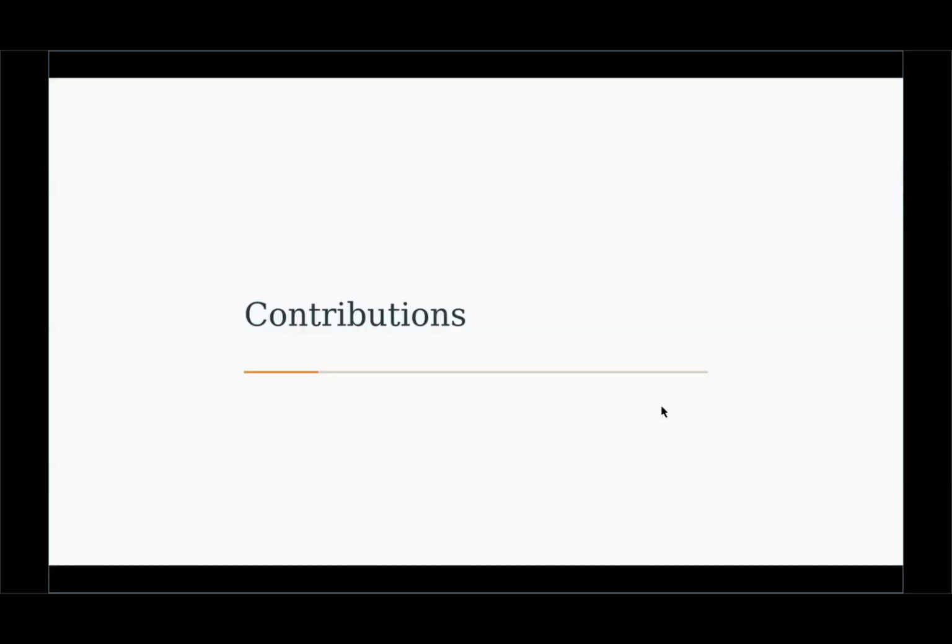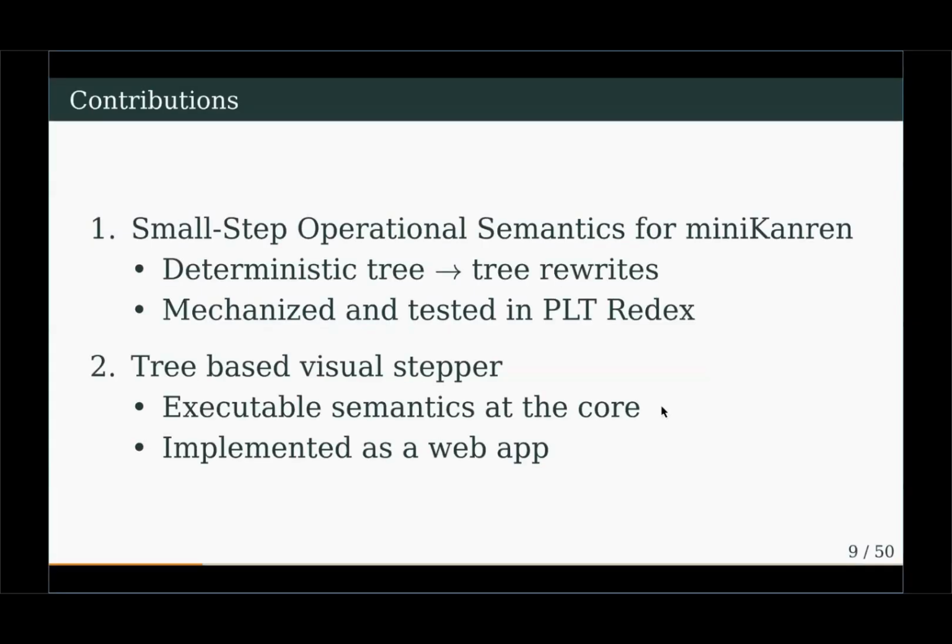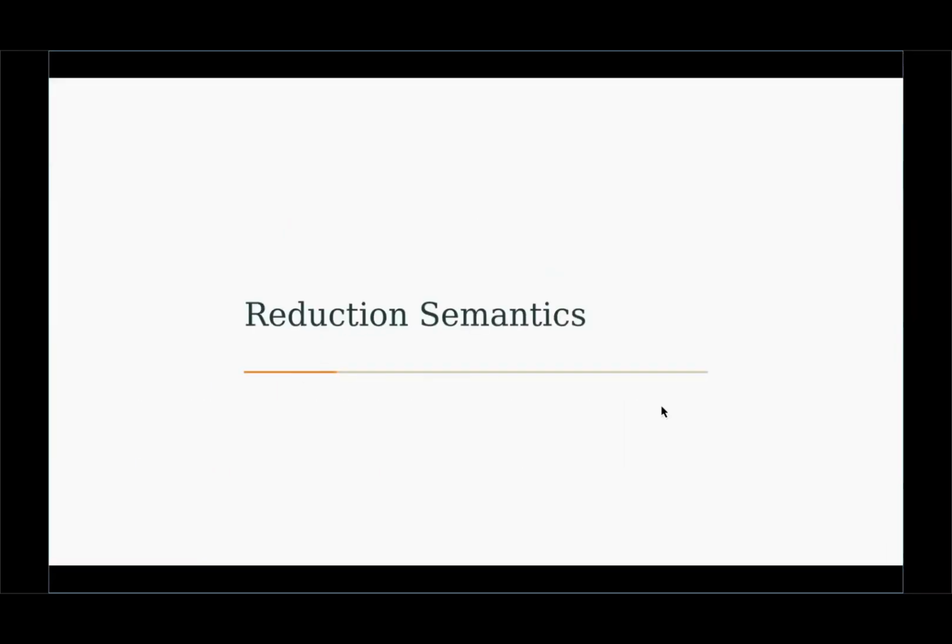First, we'll go over the semantics themselves. These are the deterministic semantics, and it works by just rewriting these search tree structures. We mechanize the semantics using PLT Redex, and then we use that mechanization to power this tree-based visual stepper, implemented as a web app, and hopefully we'll have time for a demo. So, a bit about reduction semantics. As we all know, reduction semantics is a common way to do structural operational semantics. We'll define a set of evaluation contexts, which will choose the next expression we want to reduce. Then we'll have rules, which will rewrite those sub-expressions, we put it back in, and continue.